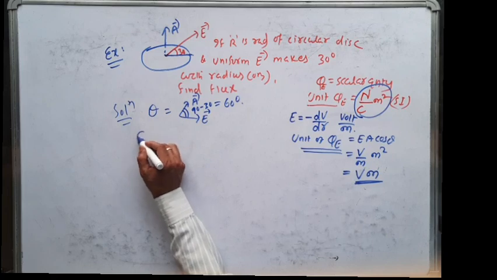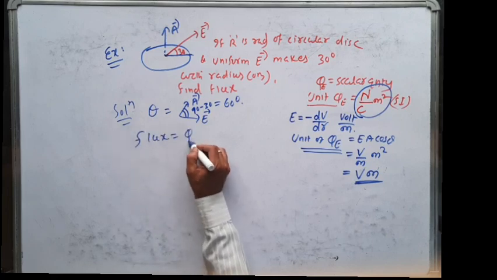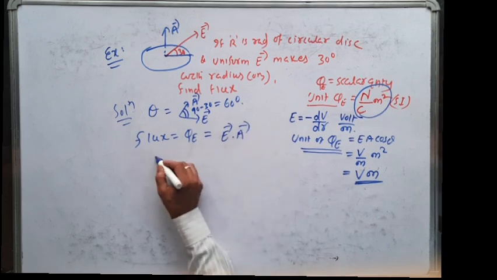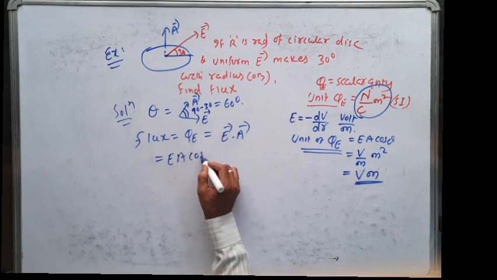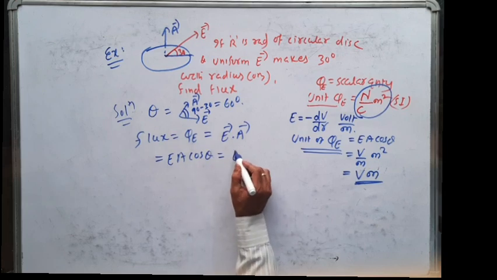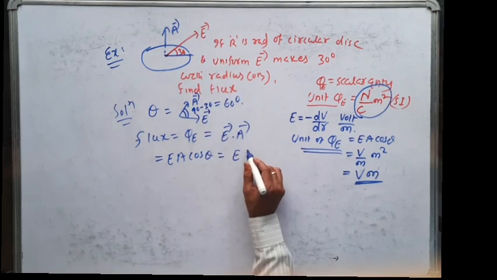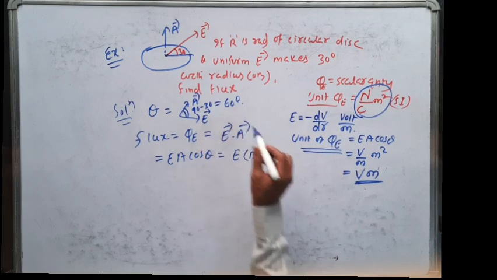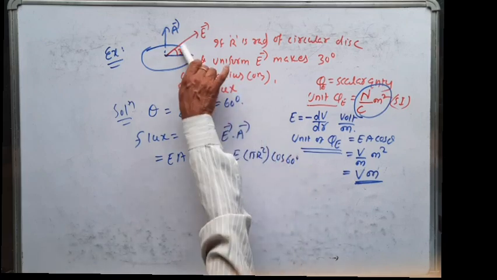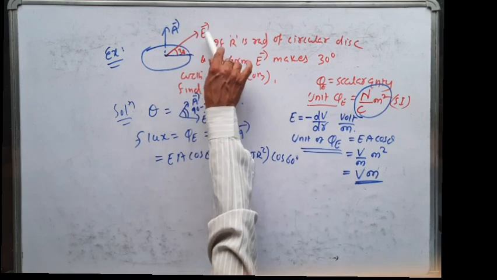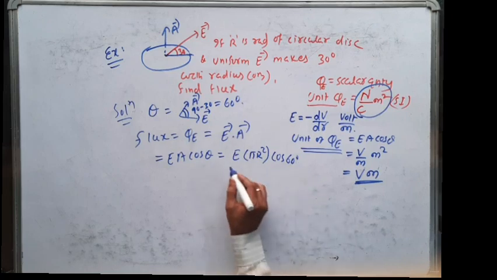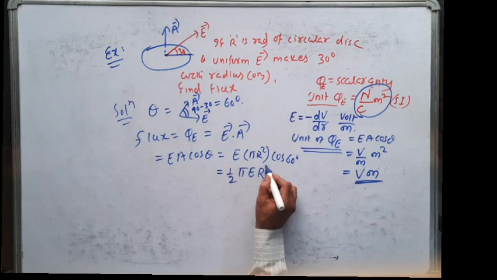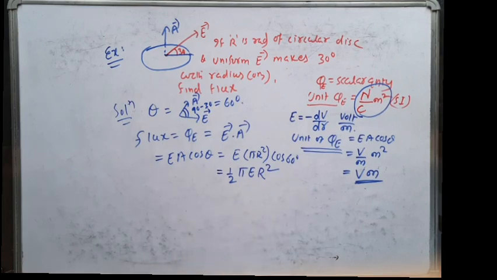So now what is the flux? Electric flux is equal to E dot A, that is EA cos theta. E is what? It is only given E. Area is what? Radius is R, so pi R square, cos theta. Theta is not 30 degrees. Many students put 30 degrees here directly. No. Theta is the angle between the electric field and the area vector, that is 60 degrees. Cos 60 is half. So half pi E R square is the flux.